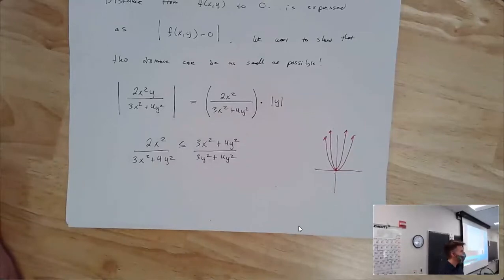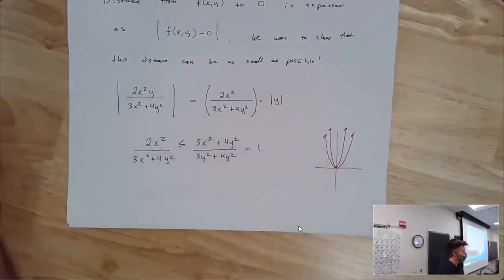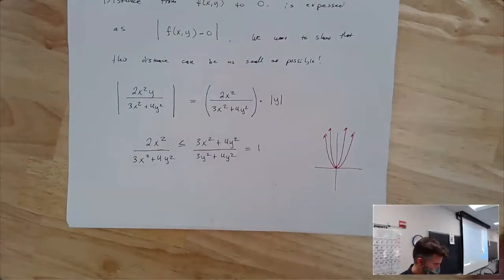Well, look at that. 2x squared divided by 3x squared plus 4y squared is less than or equal to 1. It's true. For sure. Absolutely. You can graph it. Can we graph it? Let's find out. I feel like there's something screwy going on with this graphing program, but maybe we'll find out.